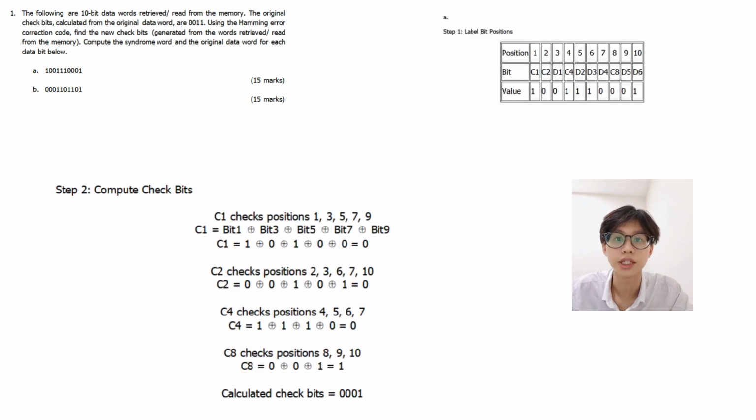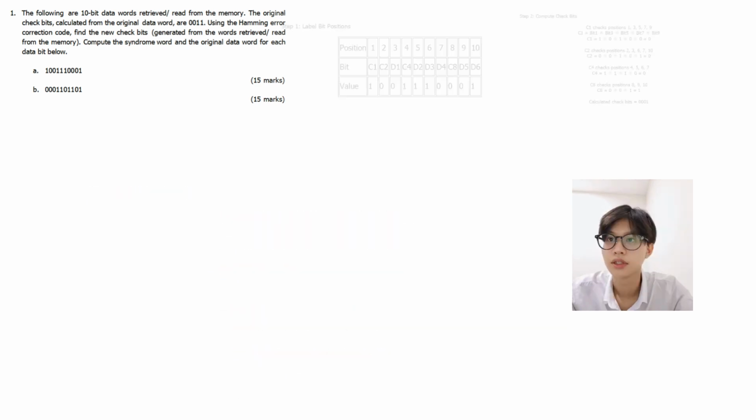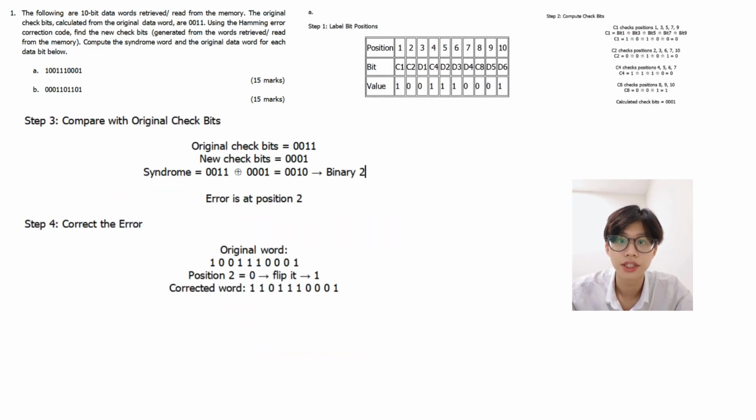Here I use XOR to recalculate each check bit. For example, check bit 1 adds up the values at positions 1, 3, 5, 7, and 9 using XOR logic. The new result is 0, 0, 1. I compare the original and new check bits using XOR to get the syndrome. The binary result is 0010, which is 2, so the bit error is at position 2.